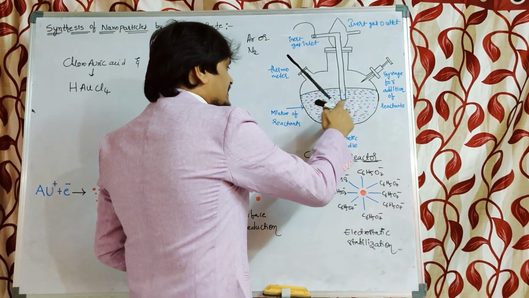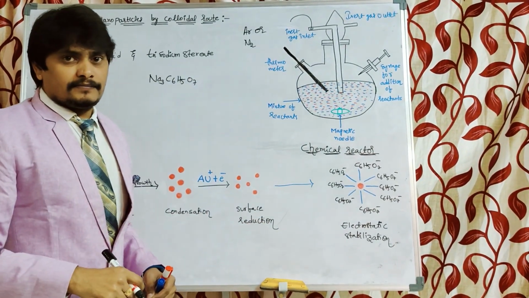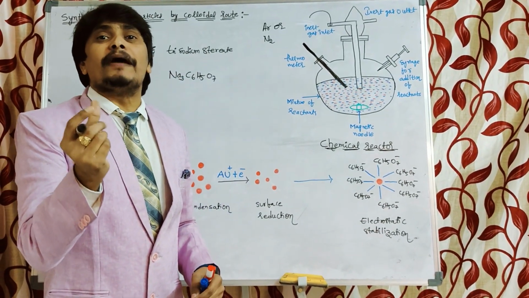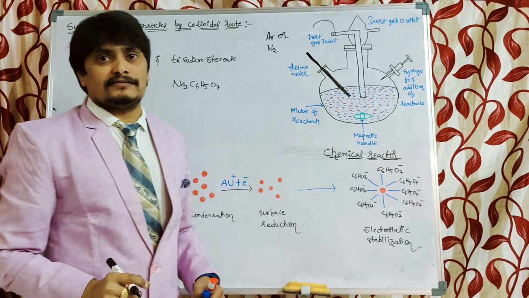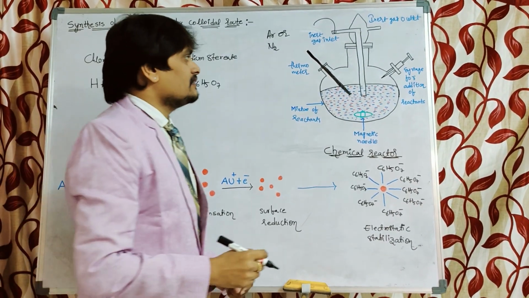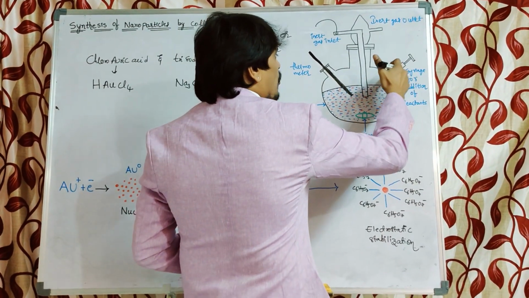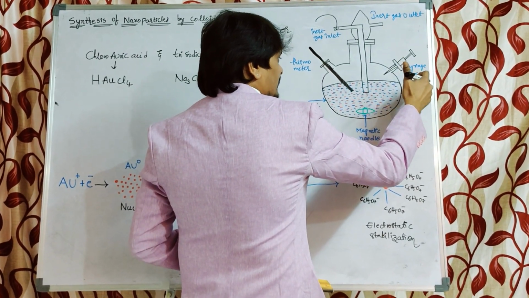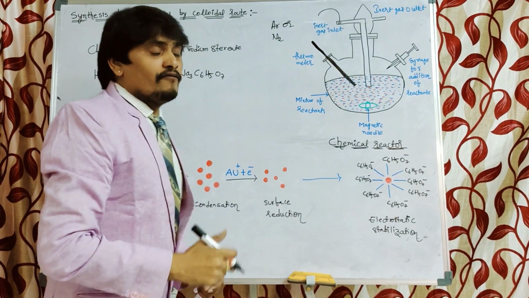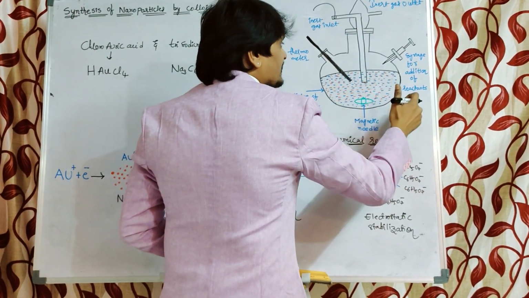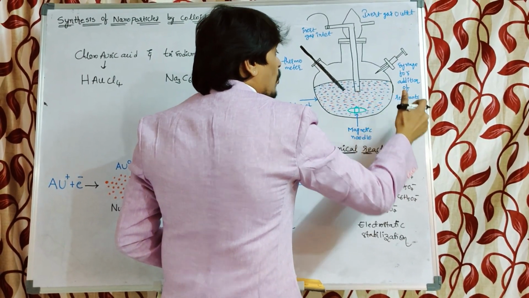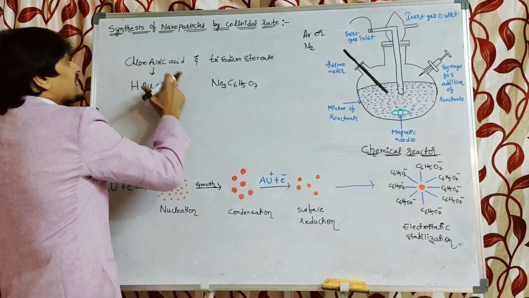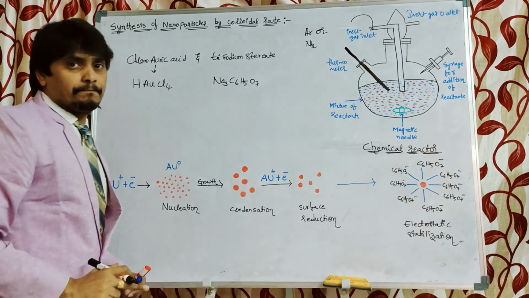And this is the magnetic needle, students. The magnetic needle is meant for stirring the substances. And by means of this provision, we have to inject the reactants. What are the reactants? There are two reactants, students: chloroauric acid and trisodium stearate.